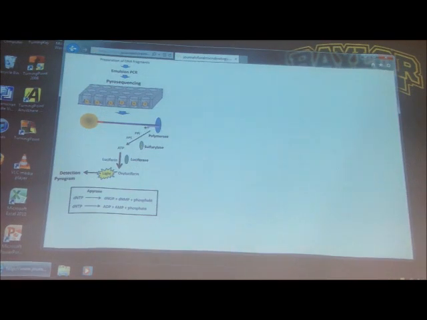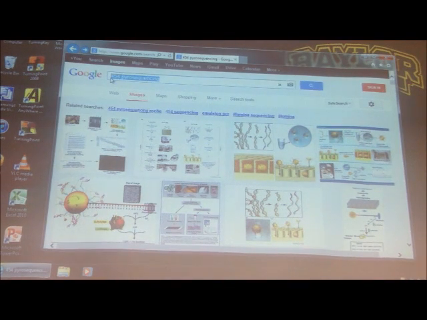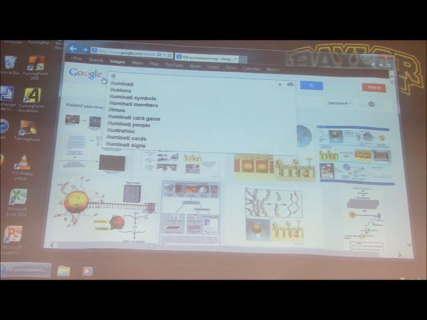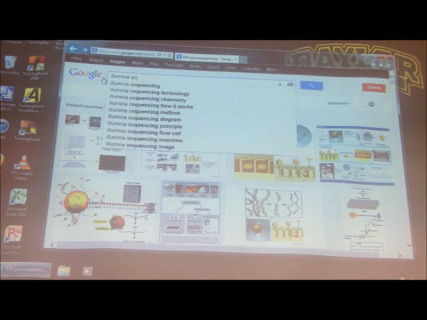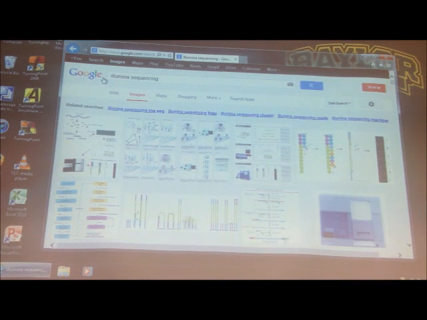Well, let's try the Illumina method and see how that works. With Illumina sequencing, which is also called Solexa, is the other term for it.